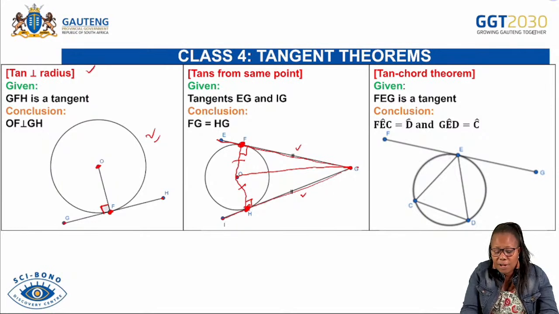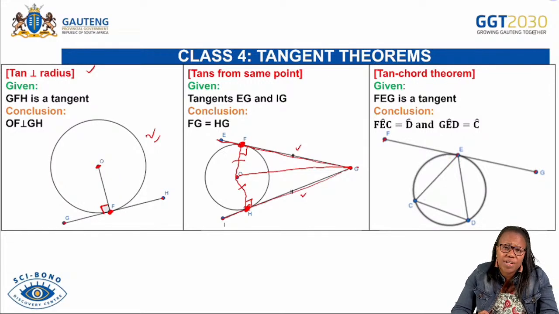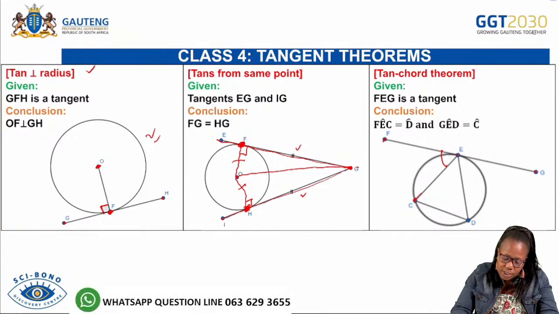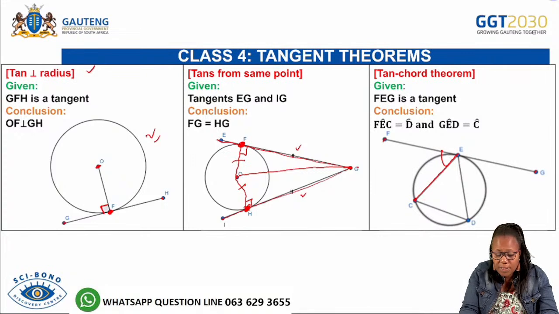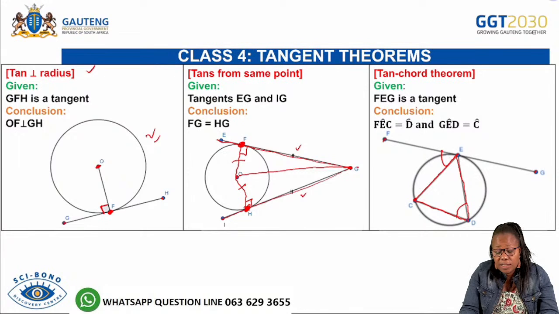And then the last theorem, we have the tan chord theorem. With the tan chord theorem, we have a tangent FEG there. That is our tangent line. Now we want to track out the tan chord angle. We move from the tangent to the chord, and we find chord CE. And then from chord CE, we track the angle that is subtended by line CE. So this is taking us to angle D there. Can you see that, Grade 12? Therefore, that will be an angle that is equal to the angle FEC.